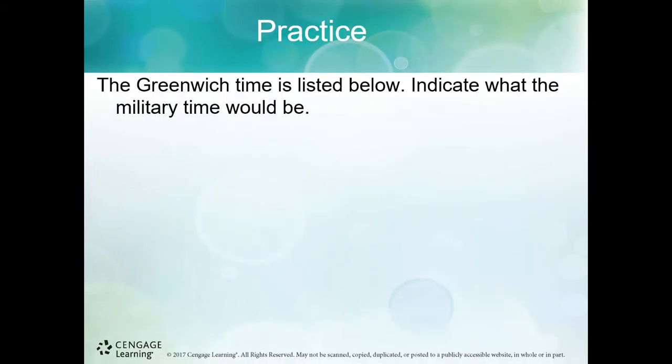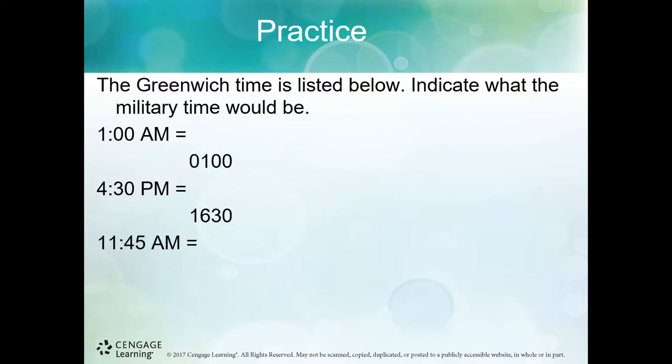And let's practice. 1 o'clock a.m. is the same as 0100. 4:30 p.m. is the same as, remember to add 1200, 1630. 11:45 a.m. is the same in each time. 6:24 p.m., remember to add the 1200, 1824.